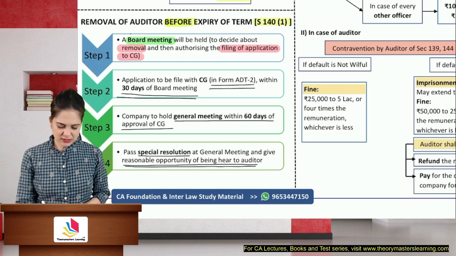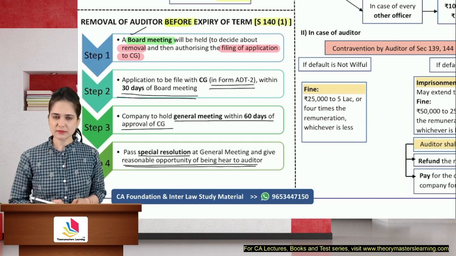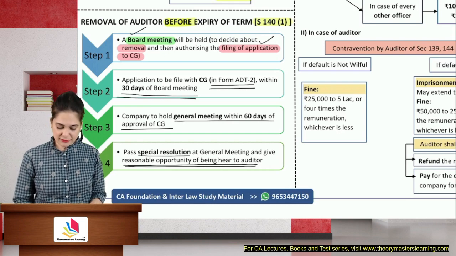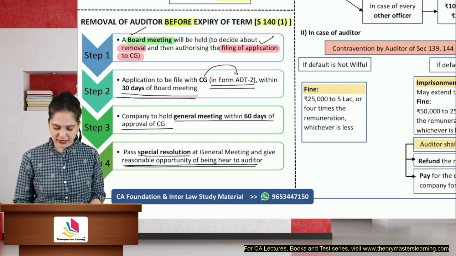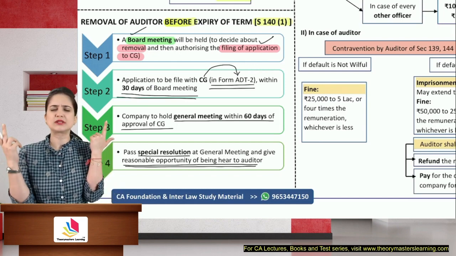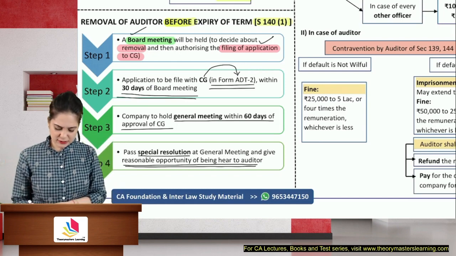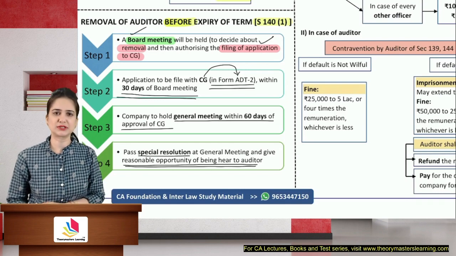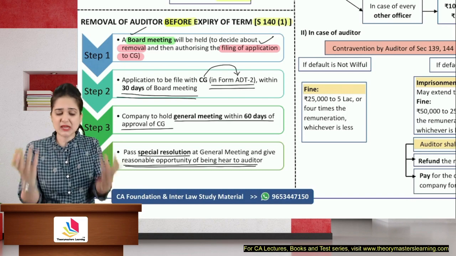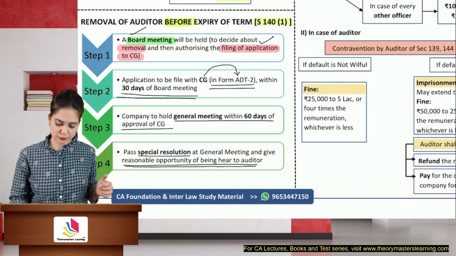So step 1 is we called a board meeting. We decided to remove the auditor, and we also filed an application with central government. Central government application was filed in form ADT-2 within 30 days of board meeting. Central government gave their approval. We immediately called the general meeting within 60 days of approval. Pass a special resolution in the general meeting removing the auditor, but please give him an opportunity of speaking as to why he should not be removed.